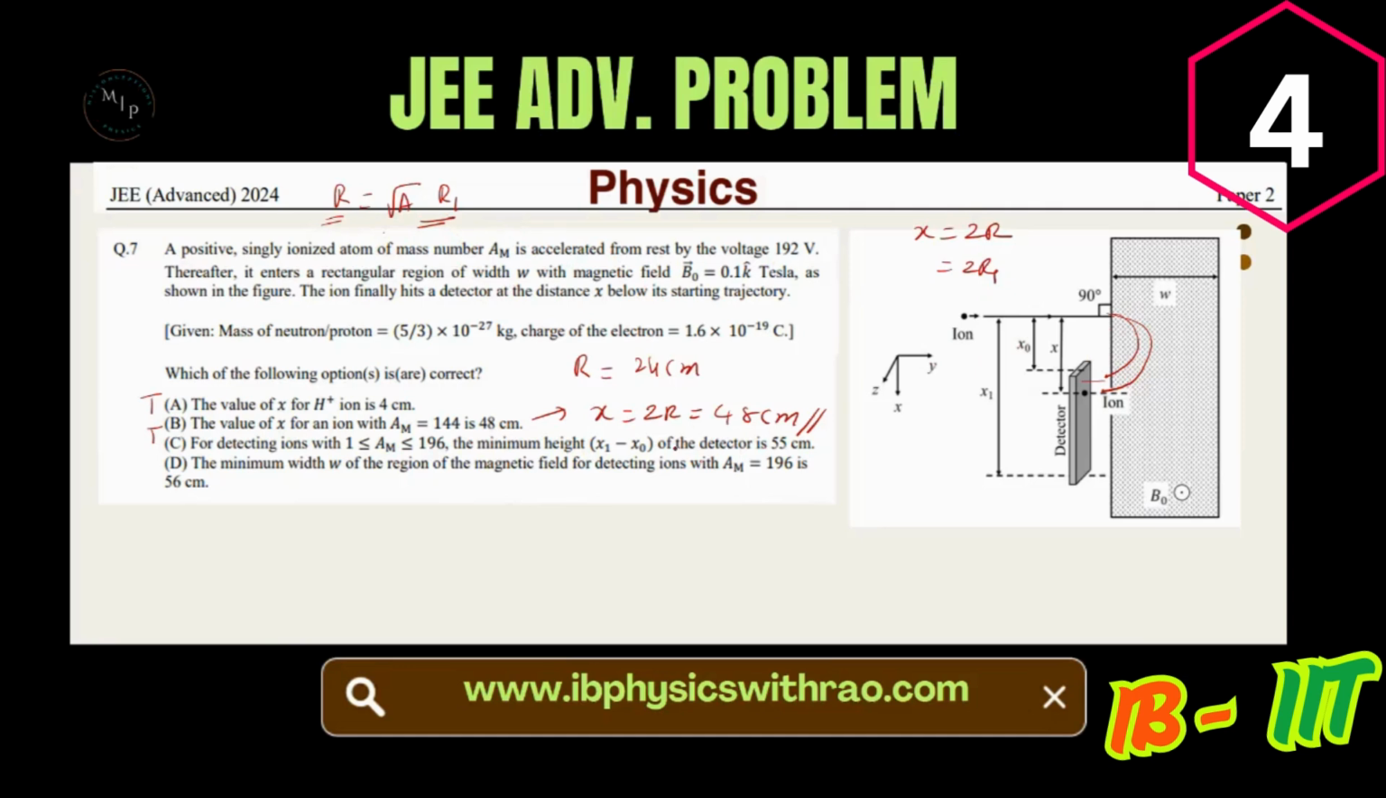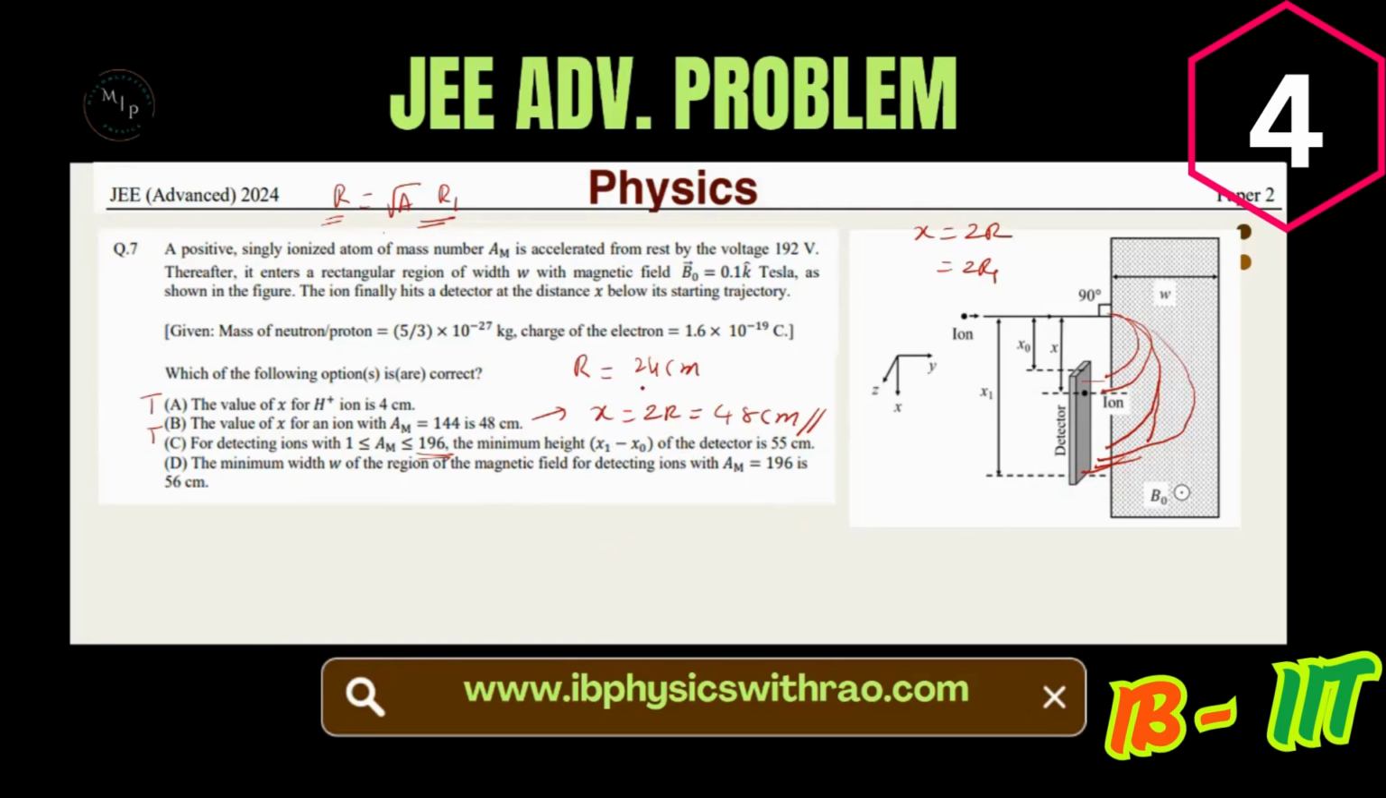What is the maximum mass according to us? The maximum mass could be 196. If I have an ion with a value of A equal to 196, then this ion should definitely go and hit the last point. At least it should be able to hit like this and hit the last point over here. If it goes beyond this value, then it becomes useless, right? So therefore, you need to find the height of the detector.